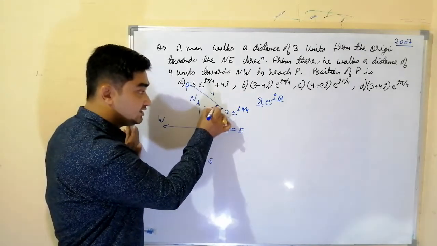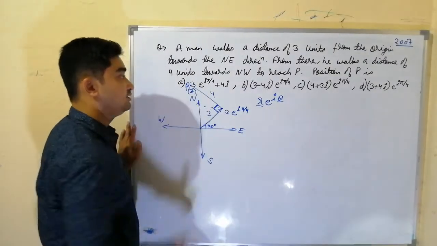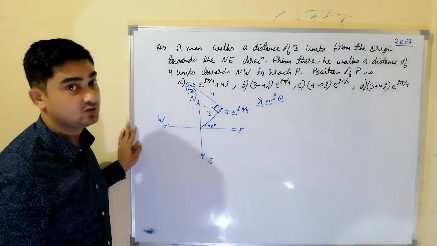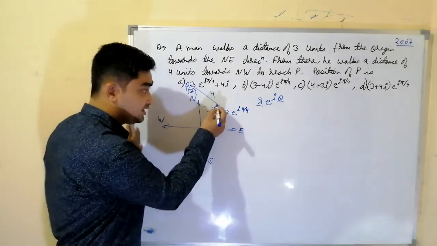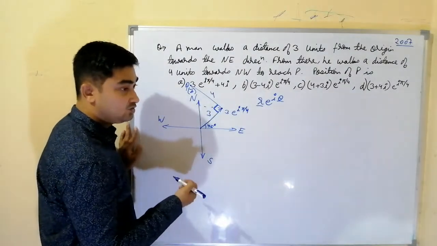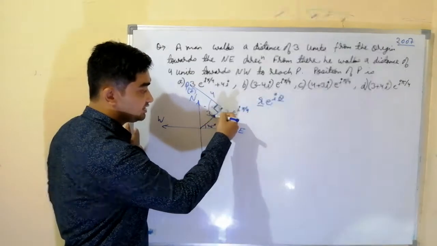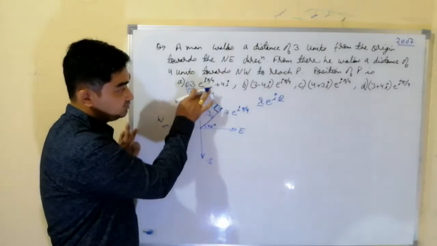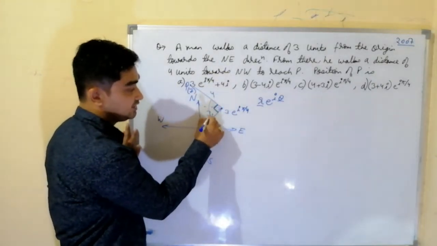This angle is 90 degrees. Let us assume that point P is Z. The position of point P is represented by complex number Z. Now we can use the concept of rotation of a complex number. How do we have to rotate? We have to rotate anti-clockwise. So this direction is anti-clockwise, from here to here, about this point.